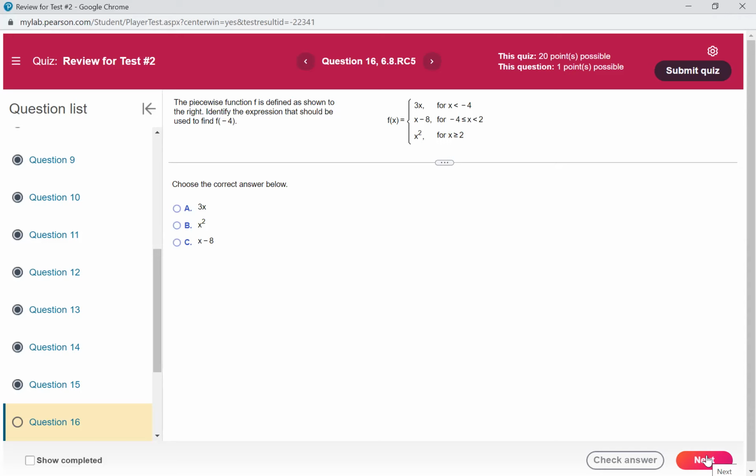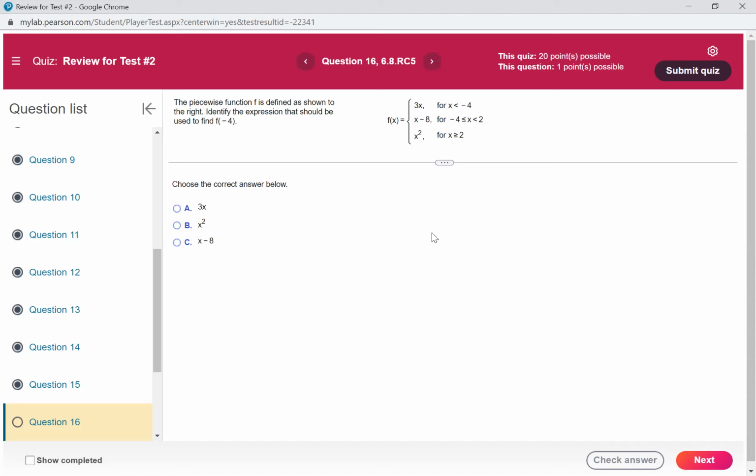Now, y'all, let me tell you the truth on this one. There's no math on this one. I just want to know whether I'm going to pick that 3x equation, the x minus 8 equation, or the x squared equation. So they're telling me the piecewise function is defined as shown to the right. And they want to know which of these expressions I should use to find f of -4.